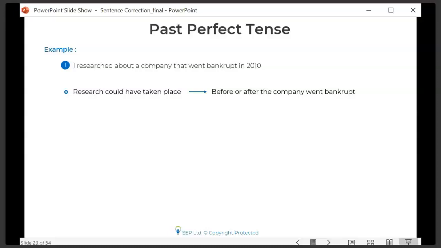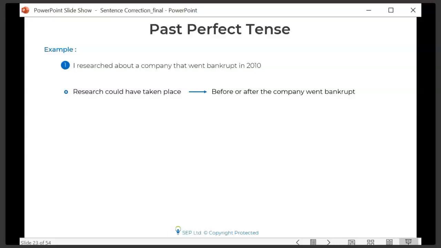And we know that language should communicate a clear meaning. So this sentence, to some, it could mean that the research took place before the company went bankrupt in 2010. To some, it could mean the research took place after the company went bankrupt in 2010.